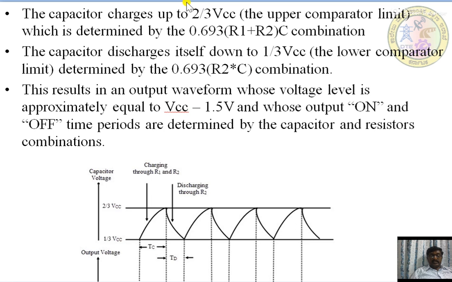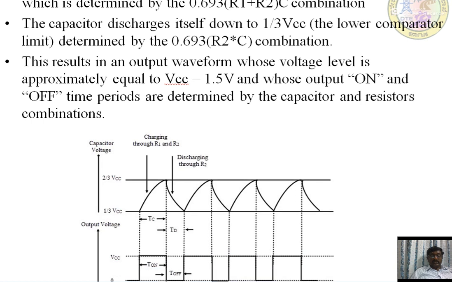Next, the capacitor charges up to 2/3 VCC, the upper comparison limit, which is determined by the 0.693 (R1 + 2R2) C combination. The charging point is 2/3 of the VCC, and the discharge value is 1/3 of the VCC. This results in an output waveform whose voltage level is approximately equal to VCC, that is 1.5 volts, and whose on and off time periods are determined by the capacitor and resistor combination here.